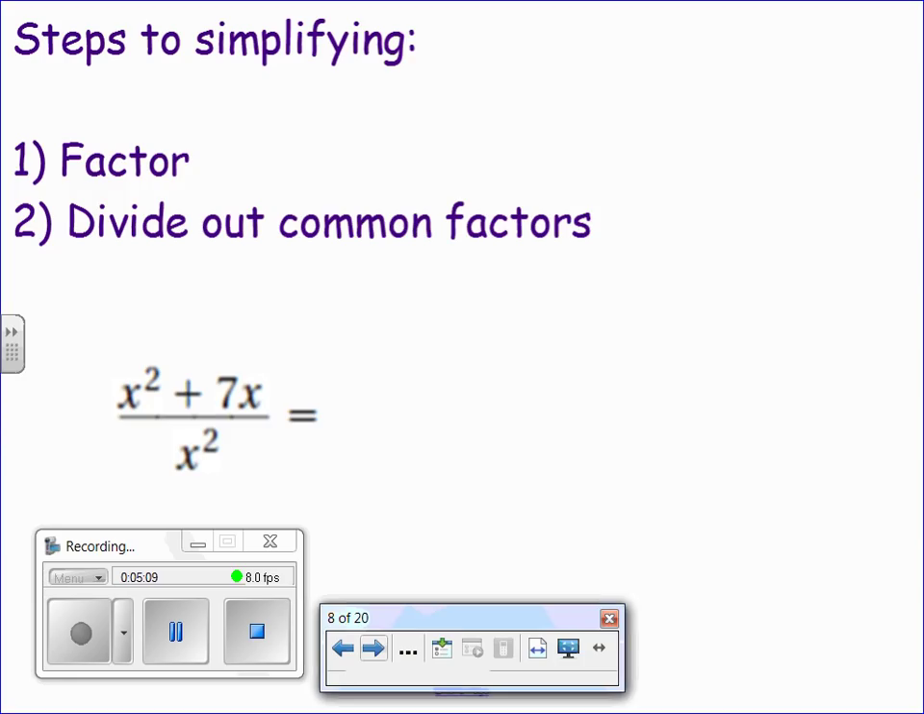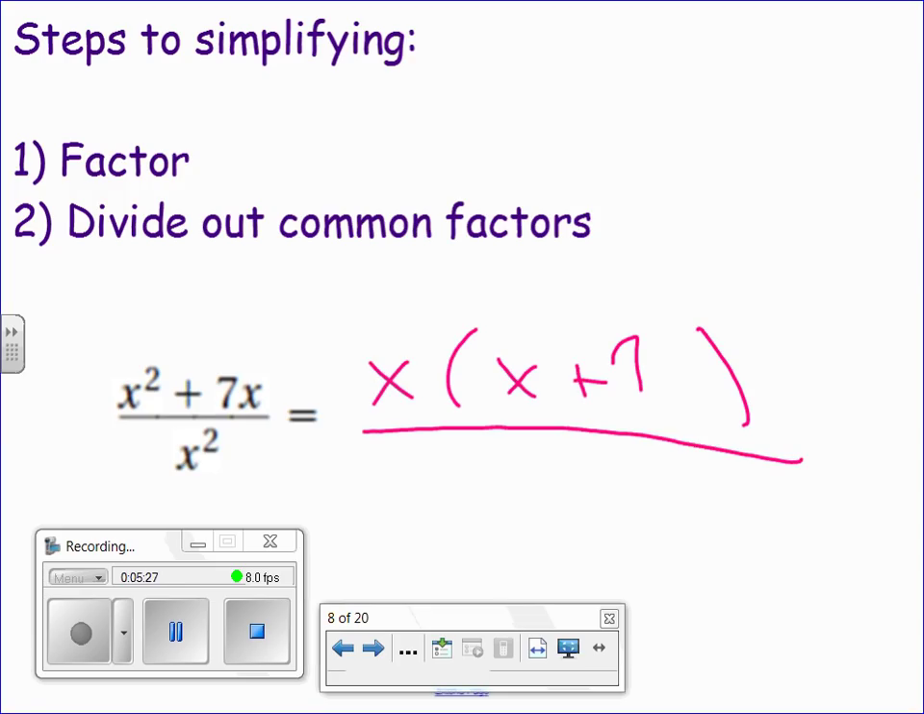x squared plus 7x over x squared. On the top, the factoring technique you can use is common monomial factoring. So the common monomial I'm seeing that both terms have is an x. In the parentheses, after dividing out an x, I would be left with x plus 7. Now just to keep this simple, on the bottom, instead of writing an x squared, I'm going to write an x times x so you can see what's happening.